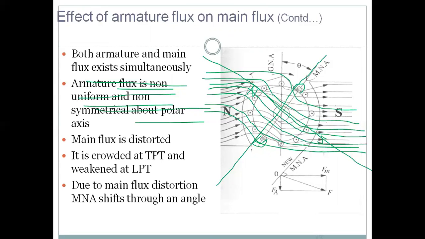It is crowded at the trailing pole tip. This is the trailing pole tip, and this is the leading pole tip. Sorry, this is trailing. If this is the trailing pole, then this is also the trailing pole. That's why the flux is crowded.